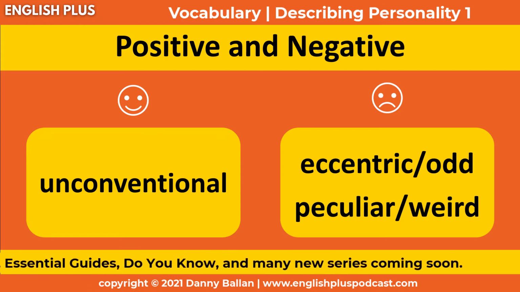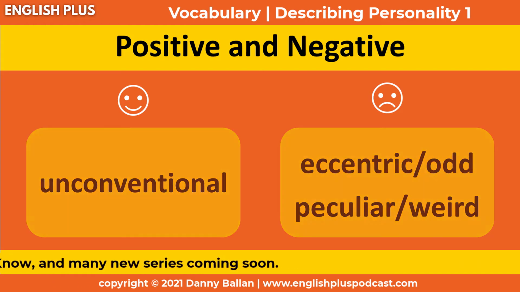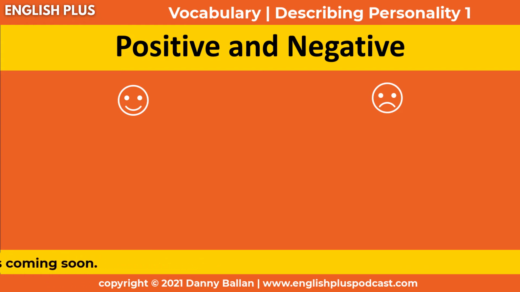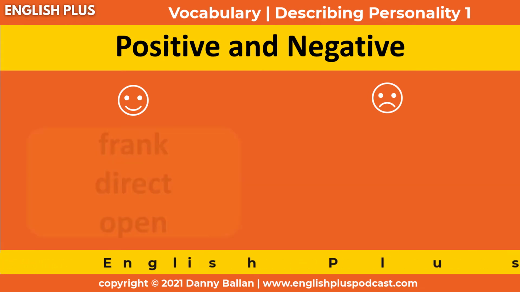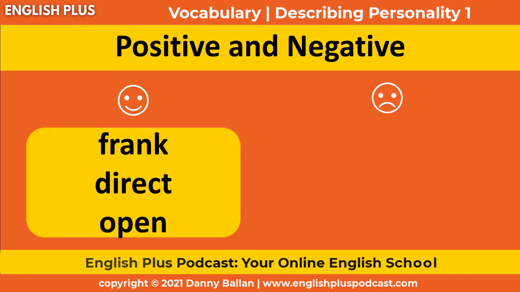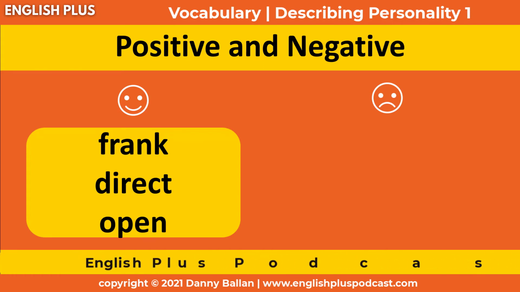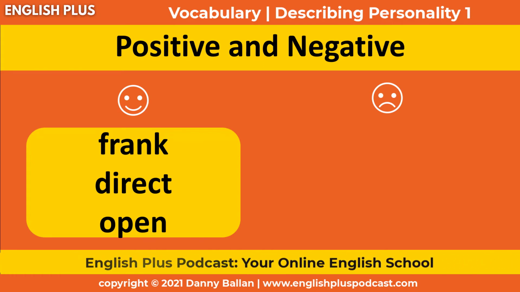Now, what if a person tells the truth all the time? And that is obviously a very positive quality to have. A person like that is frank, direct, and open. So we can use frank, direct, or open, and these are positive adjectives to describe a person who tells the truth. But sometimes it's not about lying, but sometimes telling too much of the truth can hurt people's feelings.